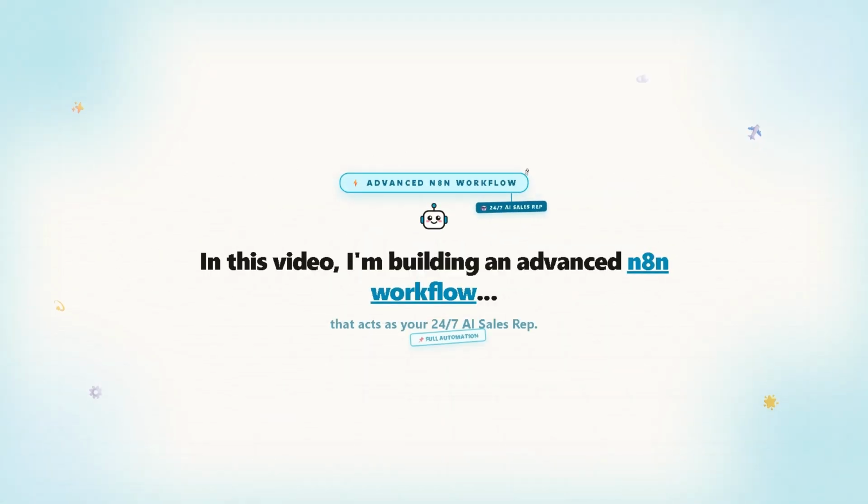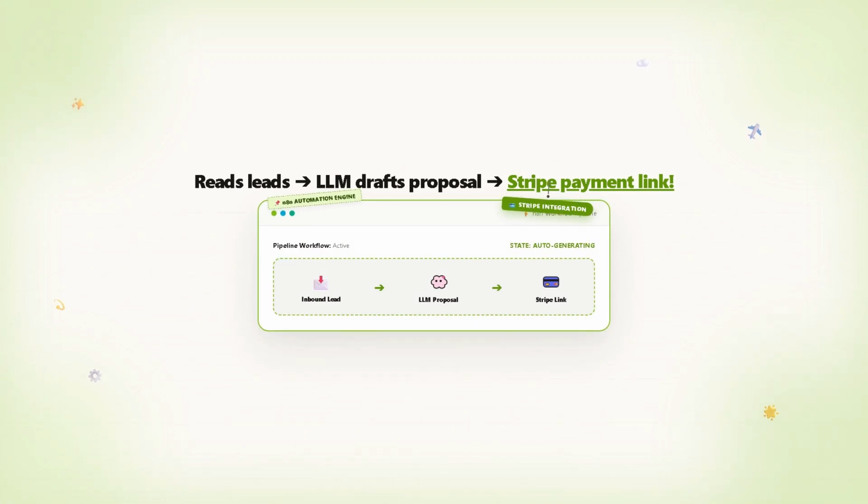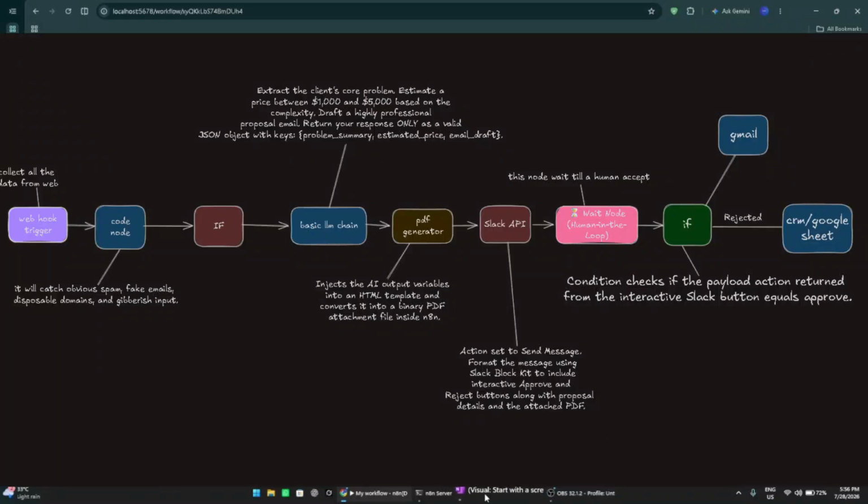In this video, I'm going to build an advanced n8n workflow that acts as a 24/7 AI sales trap. It reads inbound leads using an AI model, drafts a custom proposal, then crucially sends it to a Slack channel where you just click approve or deny of the email. Let me show you the architecture and then we'll build it step by step.